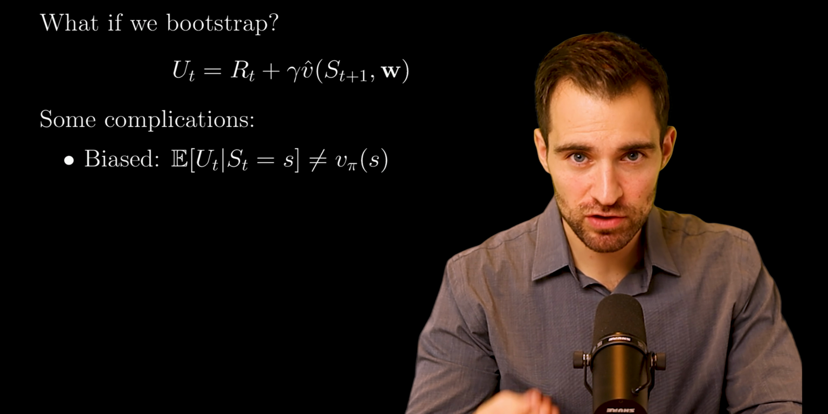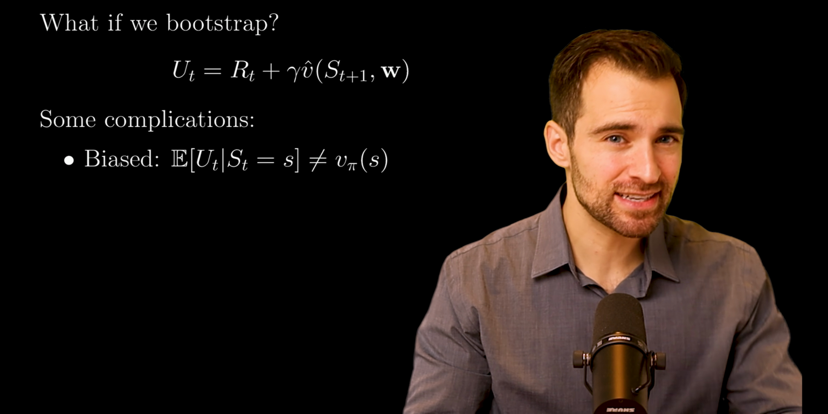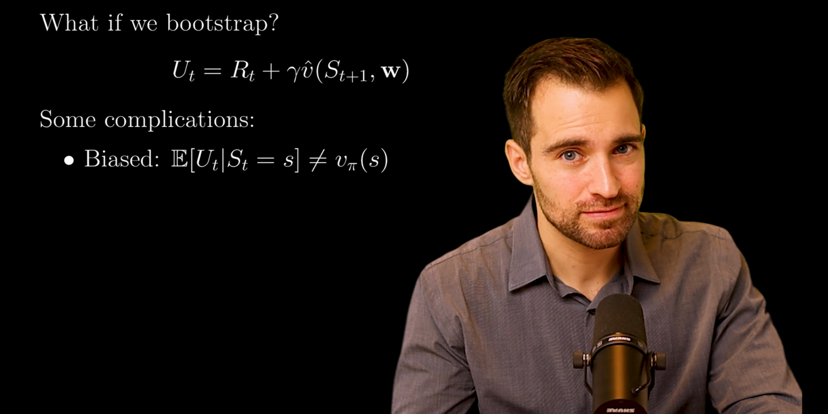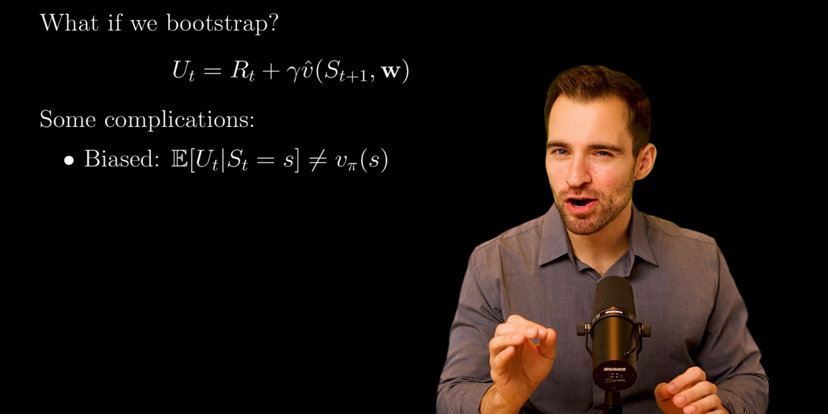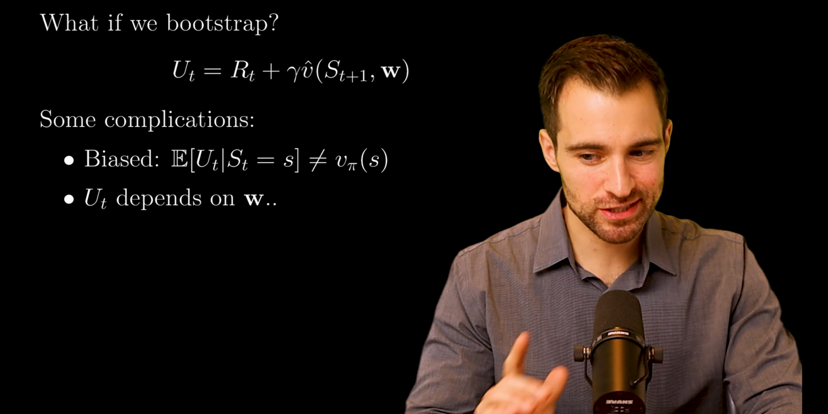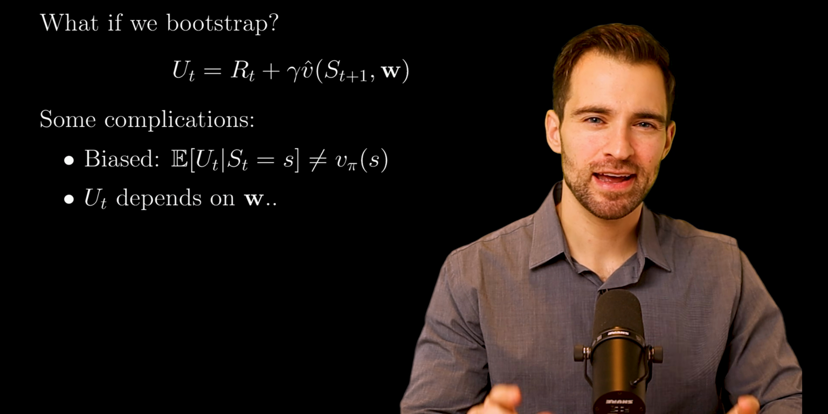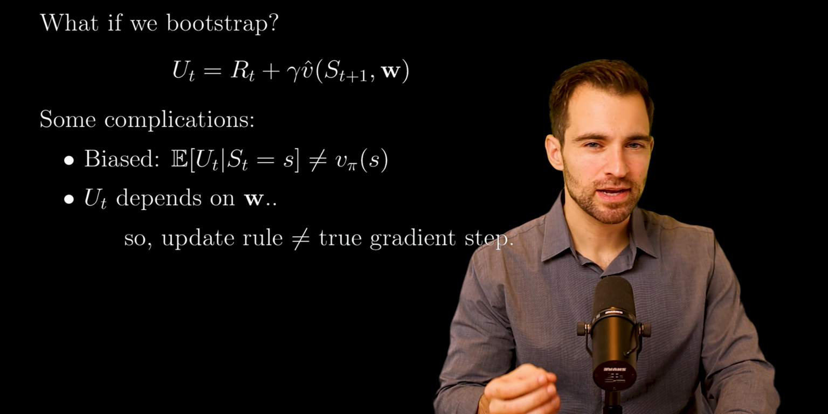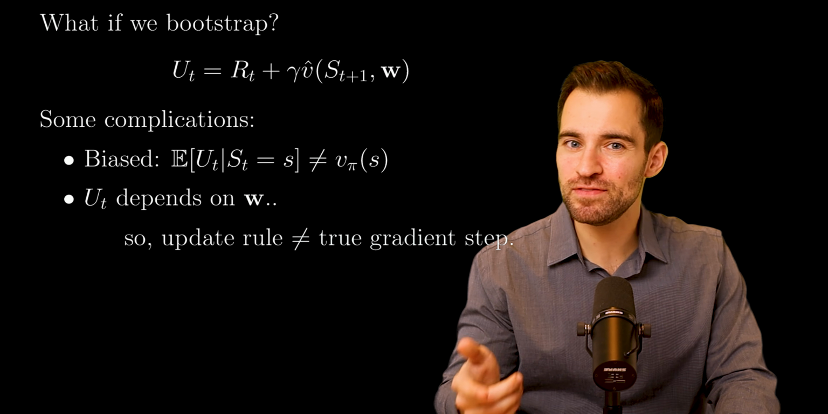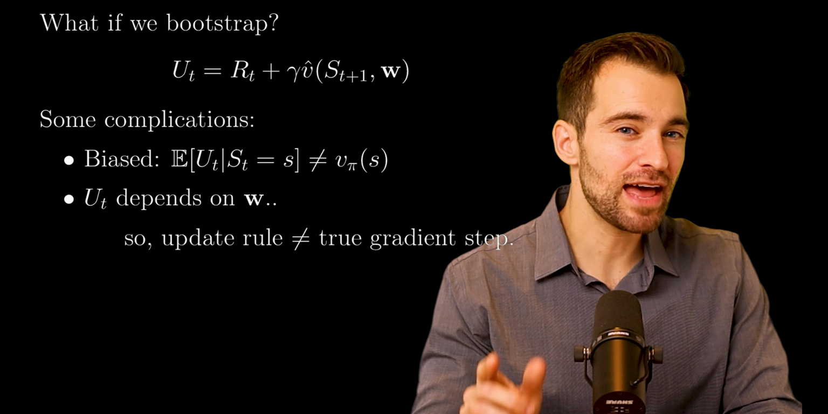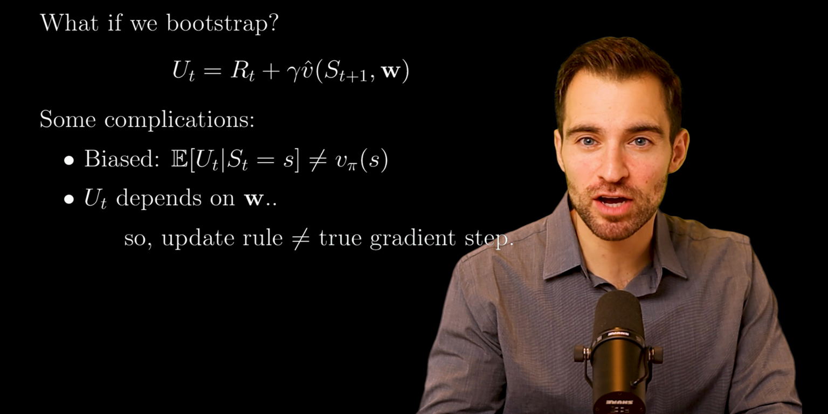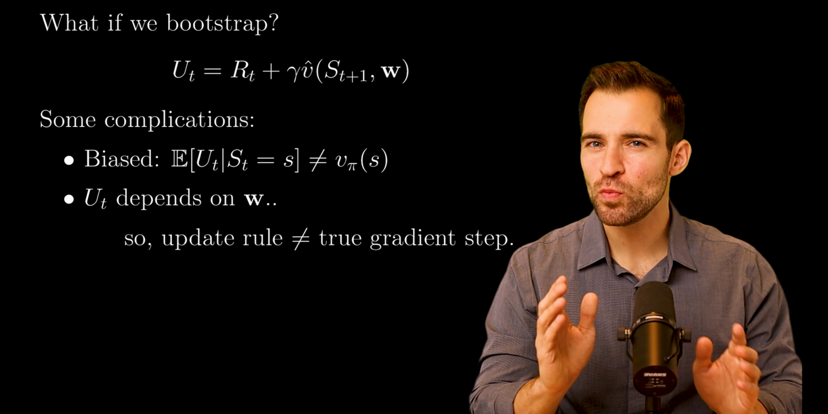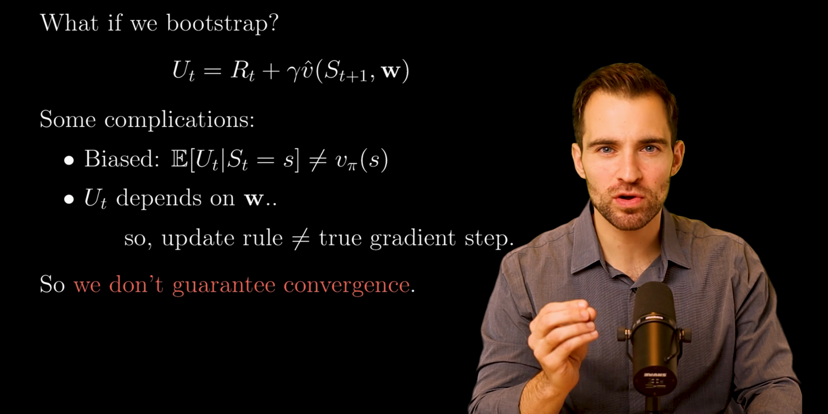Is the expected value of U, with your garbage estimate inside it, going to, on average, equal the true value? No. Second, and this is really weird, our target now depends on W, which is not like any typical supervised learning task. And that means the update rule is not a true gradient step. In other words, if you took this target, plugged it into the VE expression, and derived the gradient, that would be different than plugging this target into the update rule from earlier. So, that's not good. And what that means is, we don't get any guaranteed convergence to a local optimum.